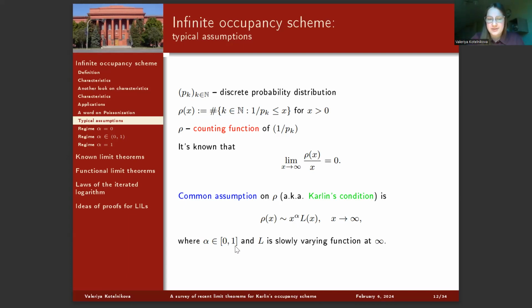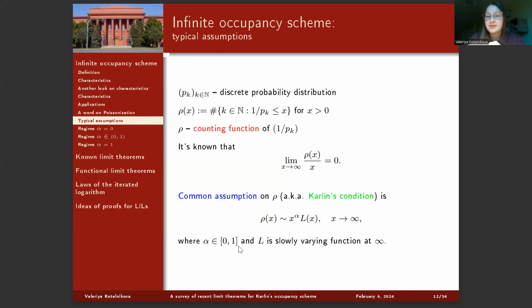Since we established that rho should diverge to infinity, alpha cannot be negative, so it should be non-negative. On the other hand, since the counting function cannot diverge to infinity faster than x, we have that alpha cannot exceed 1. So the possible range for alpha is from 0 to 1, including both.